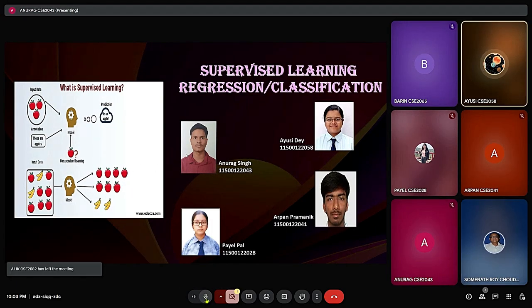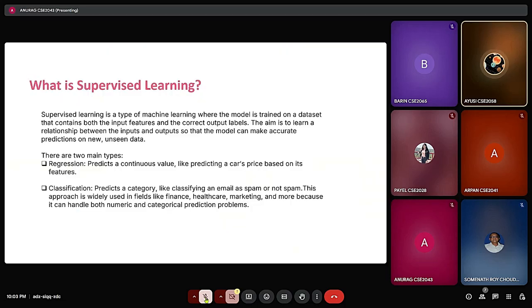So the topic of our group is supervised learning, regression, classification. And the members of our group are Anurag Singh, Payal Pal, Orpon Pramani, and myself, Ayushi Dev. So moving towards the next slide.